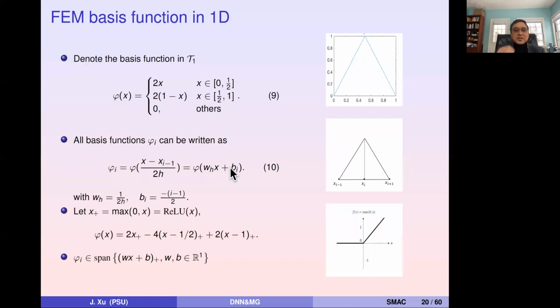But if you do machine learning, one of the most popular activation functions is ReLU. ReLU is 0 for x less than or equal to 0, and equal to x for x greater than 0, a max. And it turns out this hat function can be written as a combination of this positive part in this way. So this basis function can be written in the span of the ReLU, if you take w and b arbitrary.